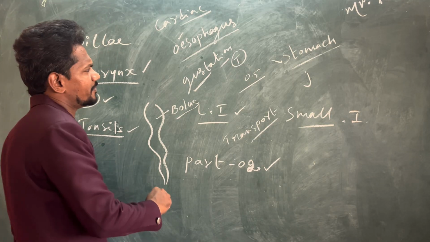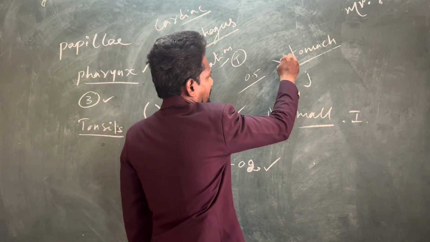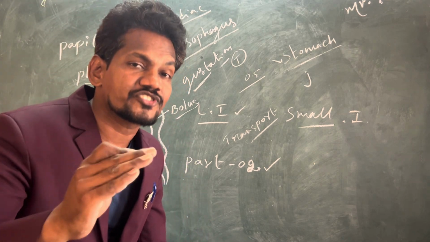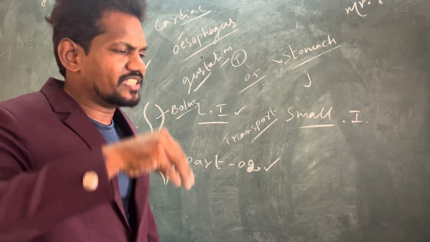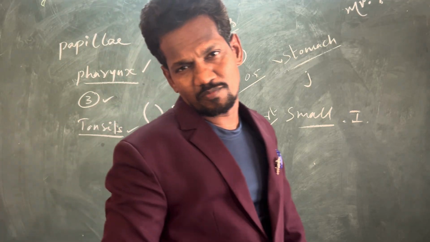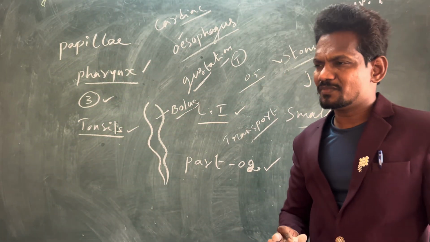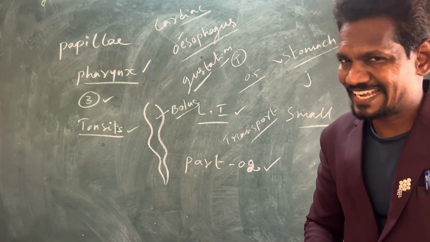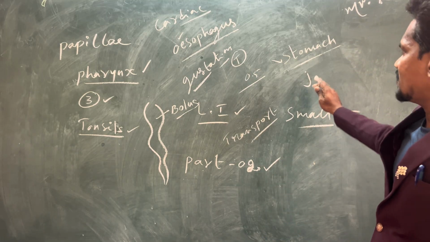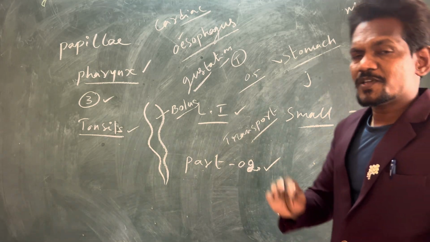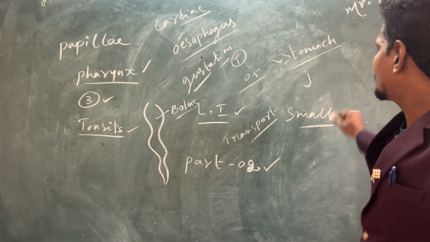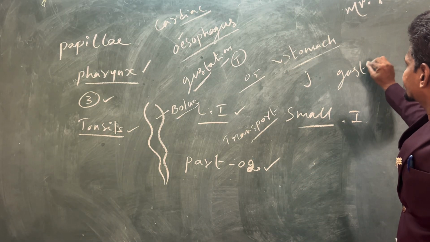Done. Then coming to the stomach. In Latin, stomach means gaster. Because any digestive problems that occur in the stomach are called gastric problems. Gastric is not related to gas. Gaster is nothing but stomach. In the stomach, a special digestive juice is present, called gastric juice.